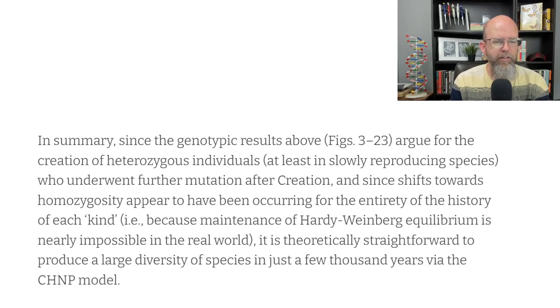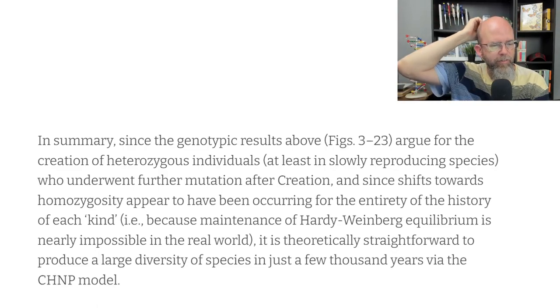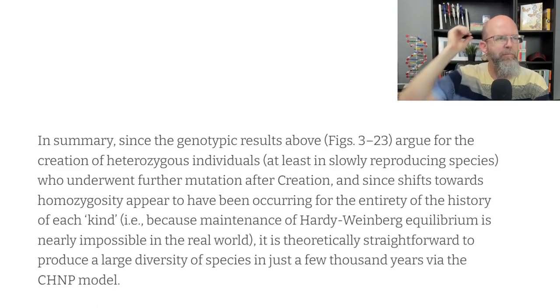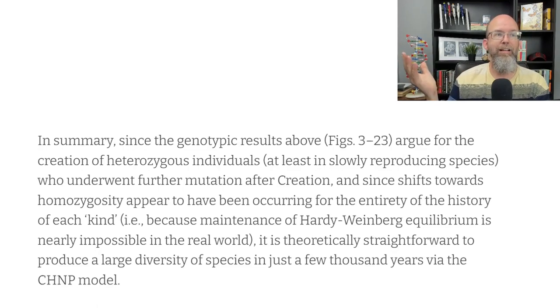In summary, since the genotype results above, all these figures that he's produced, argue for the creation of heterozygous individuals. He's making an argument based on observations of the world today and how many variations there are, how many single nucleotide polymorphisms there are, and how many different variants, versions of genes, there are spread across the population. And then saying like, mutations couldn't have created all these. And we've only got 6,000 total years, because we know that's true because of the Bible. And therefore, the original organism must have had a lot of variation. It had to be built in. God had to have formed it.